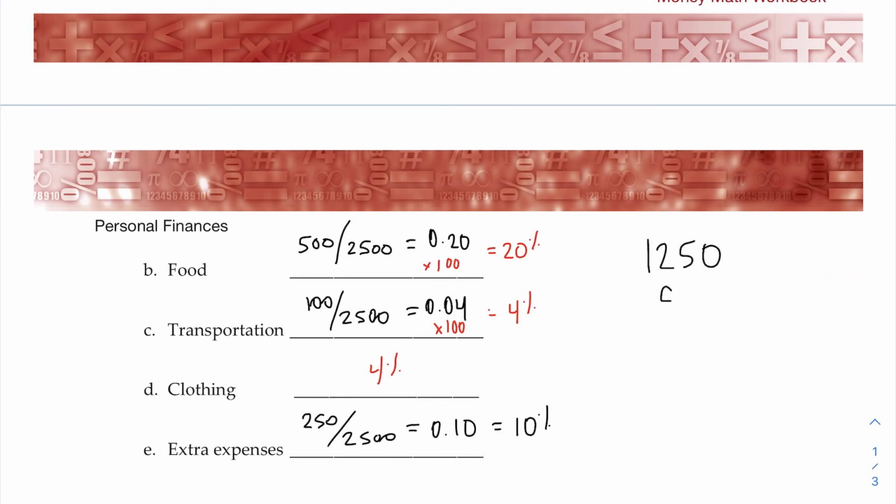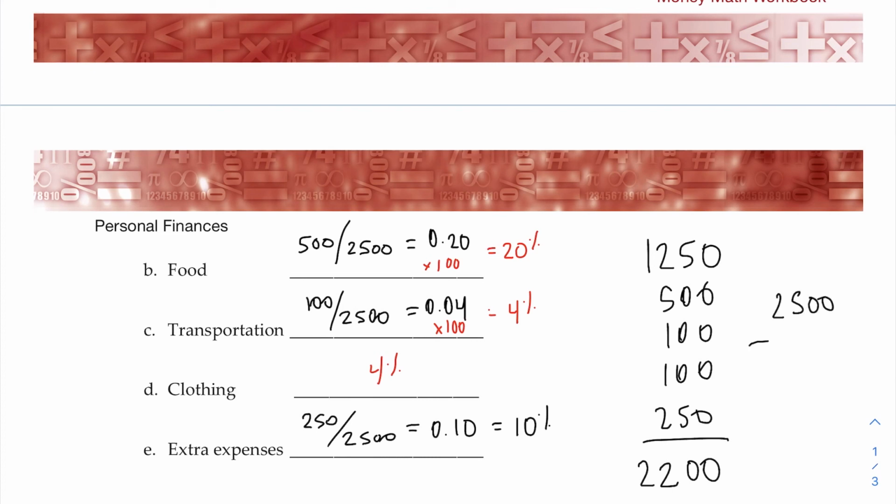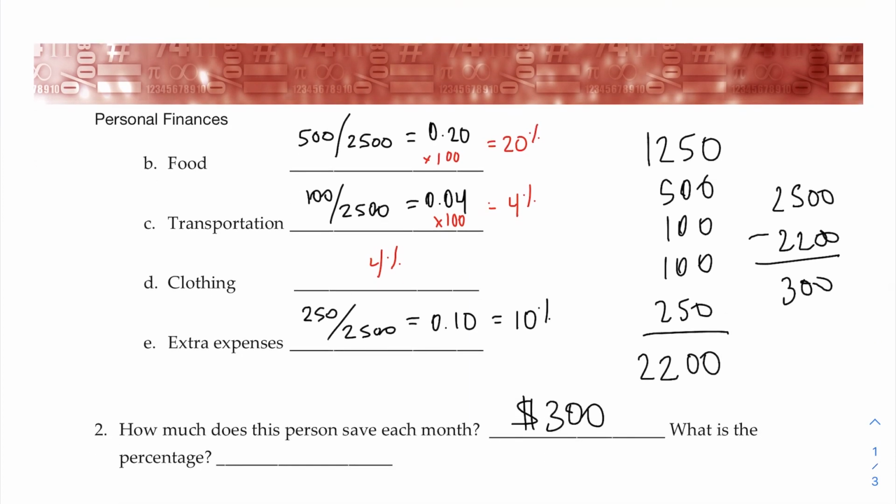All right, and then we had 500, 100, 100, and 250. If I add all of those up, that gives me a total of $2,200. All right. And of the total income, which was $2,500, I subtract that number, and I get $300. So I need to know that number, $300. And then I can also figure out that percentage. So I take 300 divided by 2,500, just like I did for everything else, and I find out that I am saving 12% of my budget.